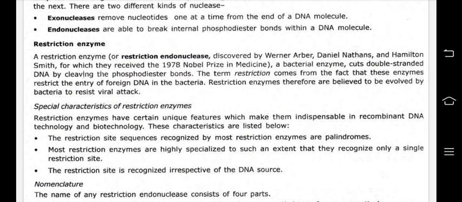Restriction enzymes have certain unique features that make them indispensable in recombinant DNA technology and biotechnology. These characteristics are listed below. The restriction site sequences recognized by most restriction enzymes are palindromes. Most restriction enzymes are highly specialized to such an extent that they recognize only a single restriction site. The restriction site is recognized irrespective of the DNA source.